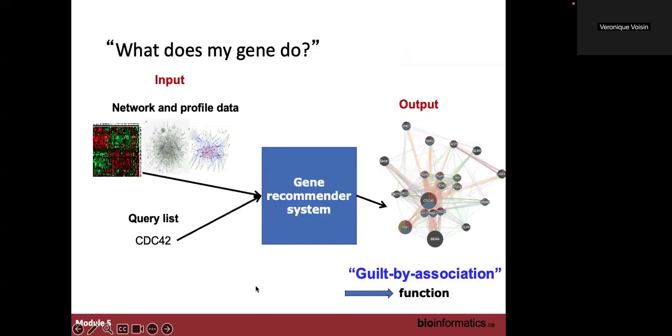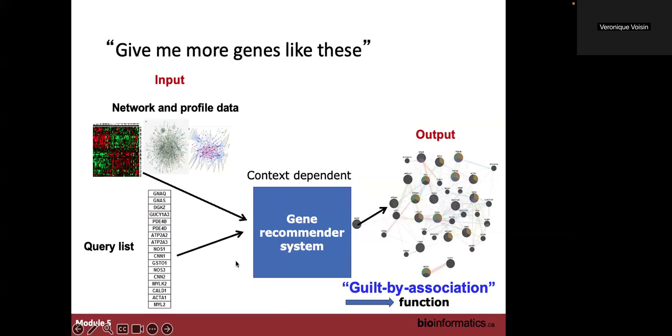So we have a first question. What does my gene do? In this case, we have two elements. So we have the source of the functional interaction networks, and the second element is the query list. Here it's one list. So the gene recommender system is going to look at the functional networks and retrieve by default 20 genes that are related to the query list. Then the functional interaction scores are going to be distributed across the network using the guilt by association algorithm, and then we can determine the function.